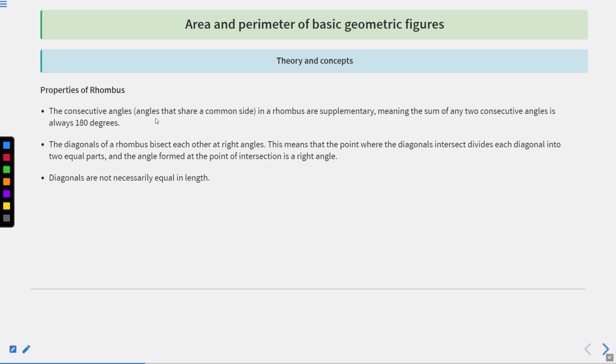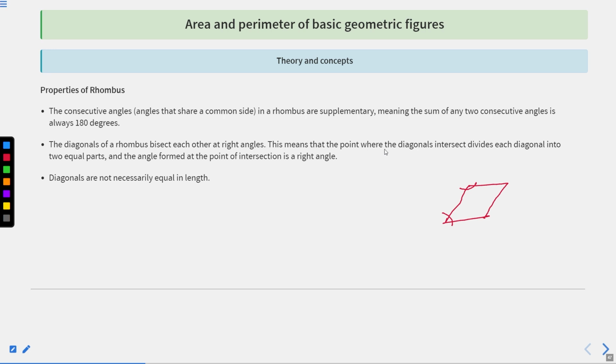The consecutive angles, angles that share a common side in a rhombus, are supplementary, meaning the sum of any two consecutive angles is always 180 degrees. So if this is your rhombus, and you take the sum of this angle and this angle, it is going to be 180 degrees.